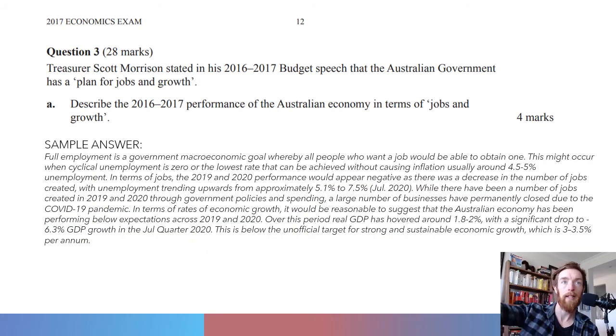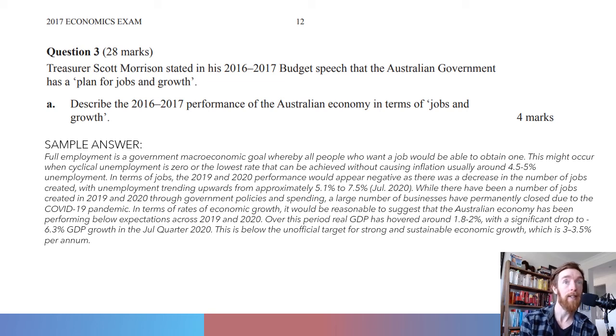Full employment is the government macroeconomic goal whereby all people who want a job and would be able to obtain one can. This will occur when cyclical unemployment is 0 or the lowest rate that can be achieved without causing inflation, usually around 4.5 to 5% unemployment. That's way too long of a definition for full employment. You can cut that down to about half.